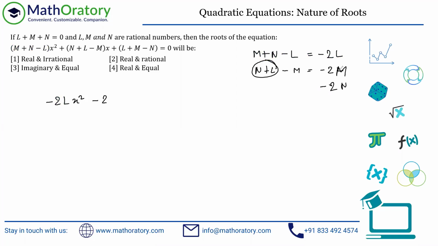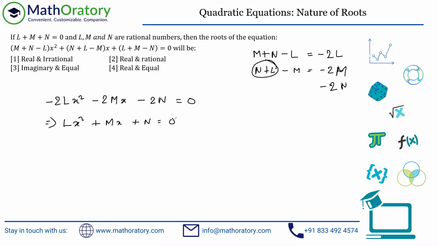I said m, but I wrote l, I don't know why. Minus 2mx and minus 2n is equal to 0. So this is what is happening. You can just simply divide minus 2 on both the sides. So what you have is lx square plus mx plus n is equal to 0, right?